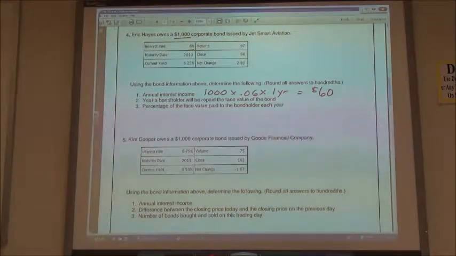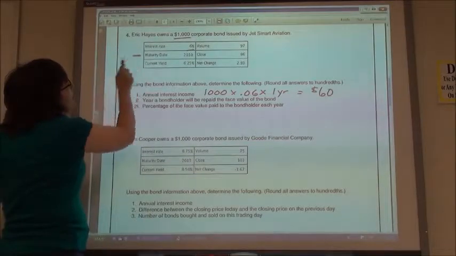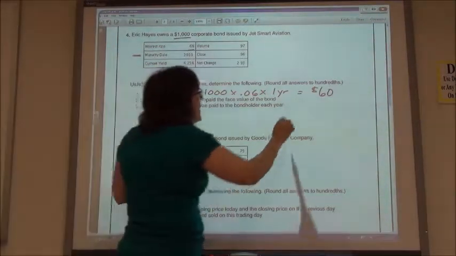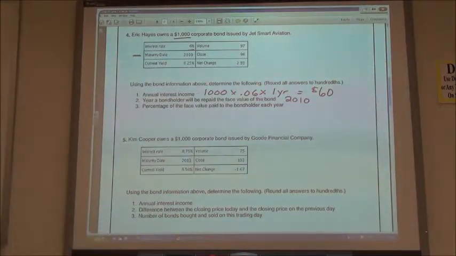The second part of that wants to know the year the bondholder will be repaid the face value of the bond. That is the maturity date. So my maturity date, 2010. The year the bondholder will be repaid, the maturity date.